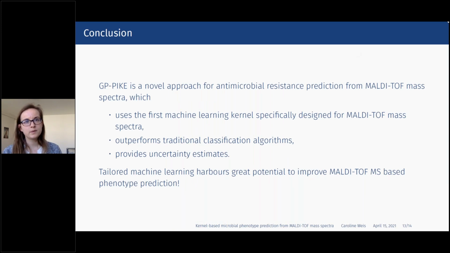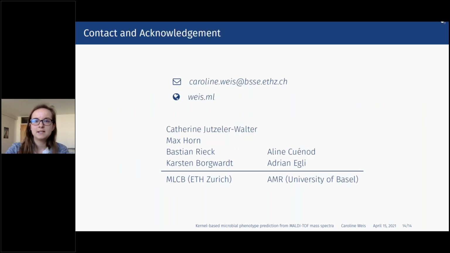Yeah, so I hope these results from the prediction task and also the systematic review have demonstrated how exciting the field of MALDI-TOF-based machine learning is and its potential to improve antimicrobial resistance prediction. So if you have any ideas how to advance the collaboration between machine learners and MALDI-TOF researchers, or if you are interested in collaboration, please don't hesitate to contact me.